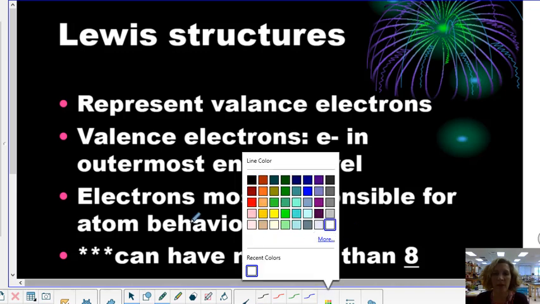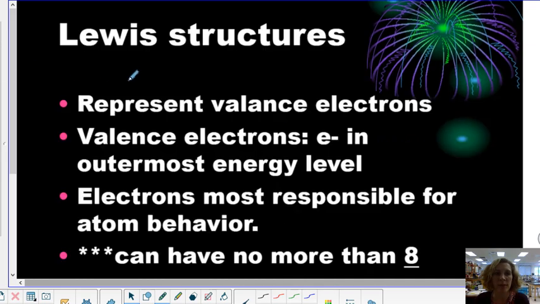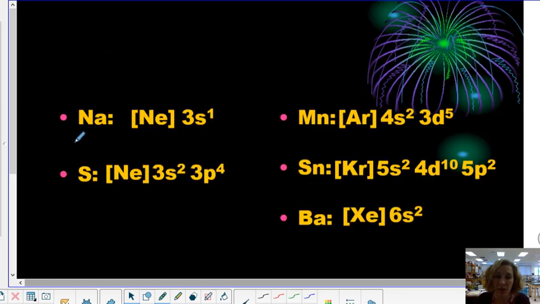In this video, we are going to learn about Lewis structures, and Lewis structures represent valence electrons. These are the electrons in the outermost energy level, and the reason that we study these in particular is because these are the electrons that are most responsible for the atom's behavior. One thing that you do need to note is that you can have no more than 8. If you're doing a problem and you come up with more than 8, go back and check it because that can't happen. Now, we get valence electrons from our electron configuration.